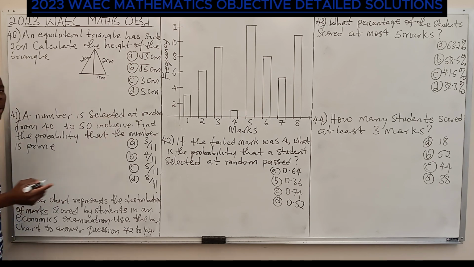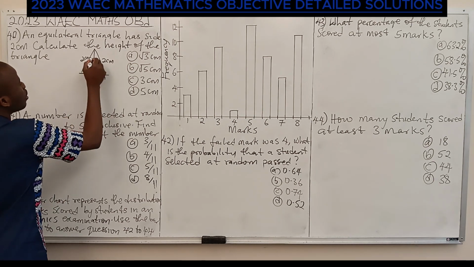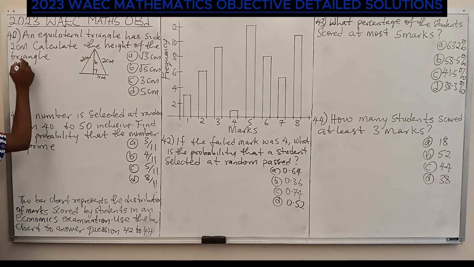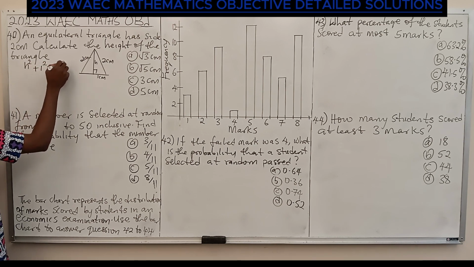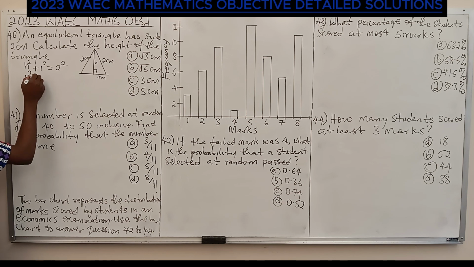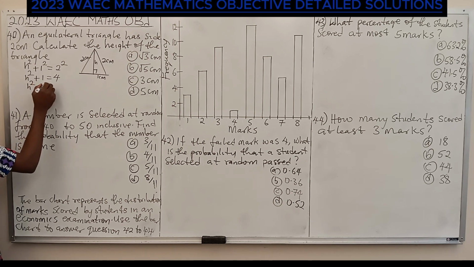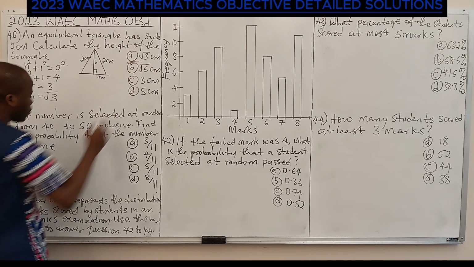So we use Pythagoras theorem to look for the height. Call the height h. By Pythagoras theorem, we know that h square plus 1 square equals 2 square. h square plus 1 equals 4. h square equals 4 minus 1, which is 3. And h will now be square root of 3, which is A.